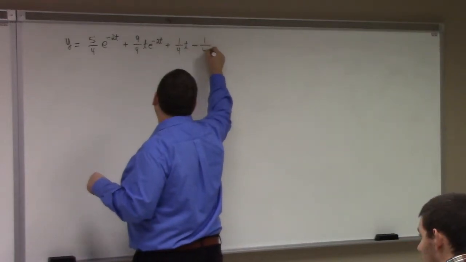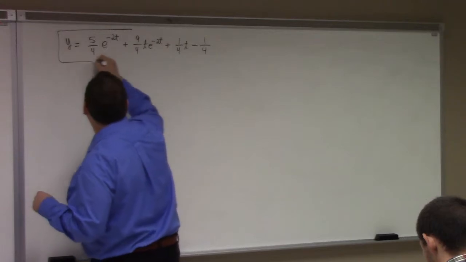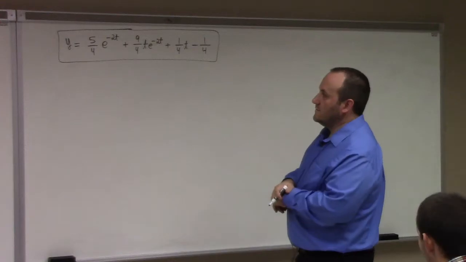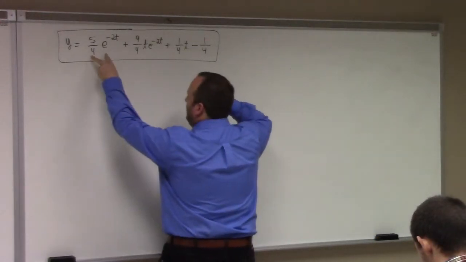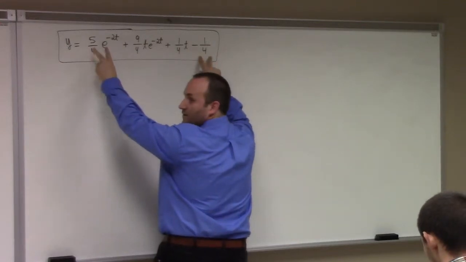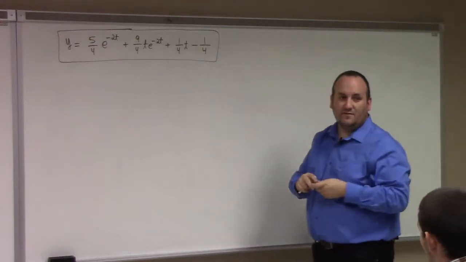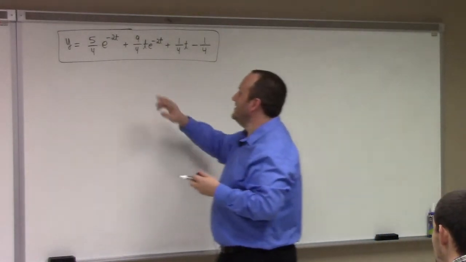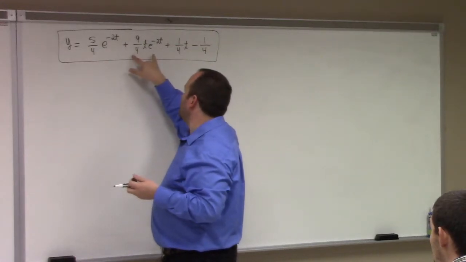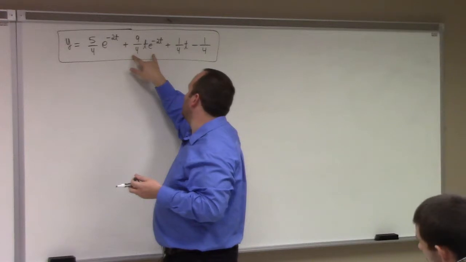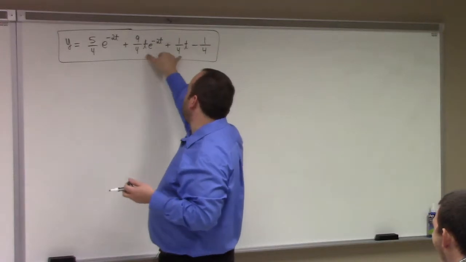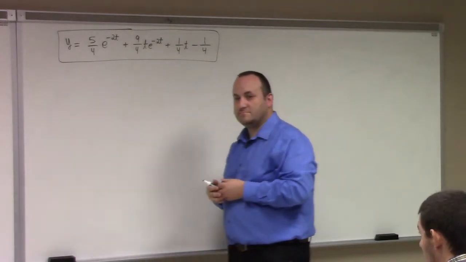You can check that it works. What happens when we plug in 0? I get 5/4 minus 1/4, which is 1. y of 0 is 1. Checking that the derivative works out is a little bit harder, but when I differentiate and plug in 0, that gives me a minus 10/4 from this. This produces a plus 9/4, and then this is another plus 1/4. So I get a minus 10/4 from this and a plus 10/4 from that, and they cancel and give me 0. So there you go.